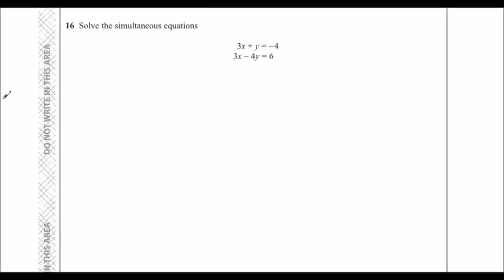Question 16. Solve these simultaneous equations. So we've already got the same number on the front here. They're both 3x. So we can eliminate the x's by taking these away. So let's go straight into subtracting these. So 3x take away 3x is nothing. 1y minus a negative 4y. So y minus minus 4y. So that's the same as y plus 4y is 5y. And negative 4 take away another 6. Negative 4 take away 6 is negative 10.